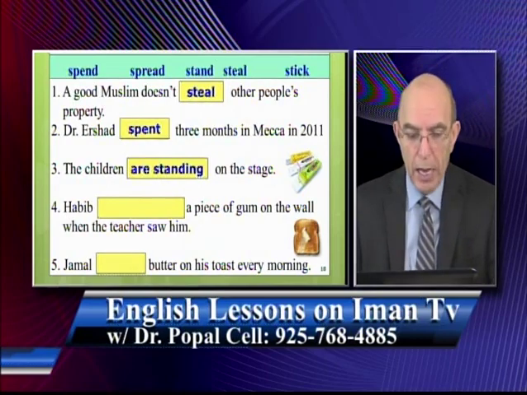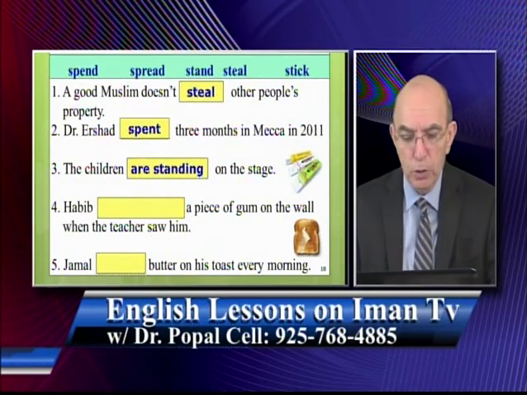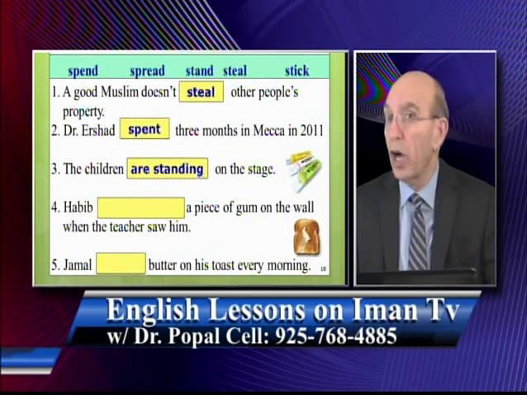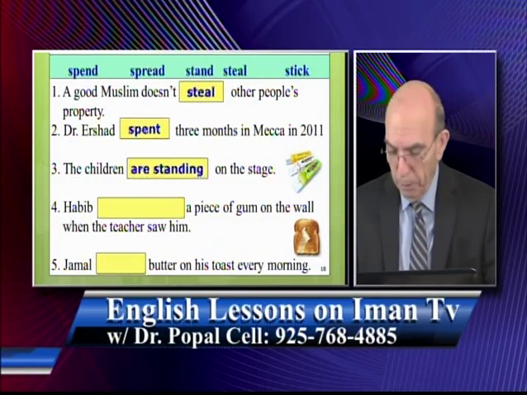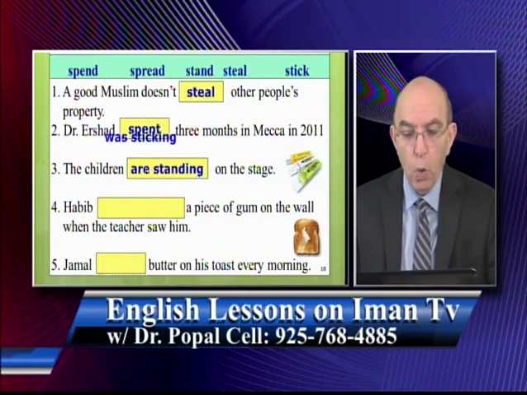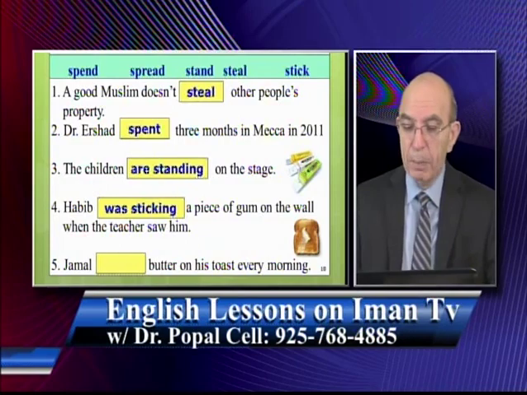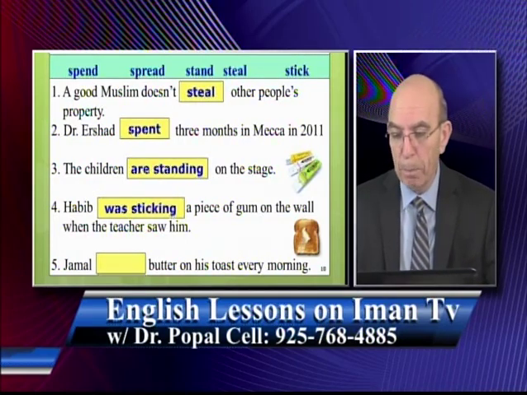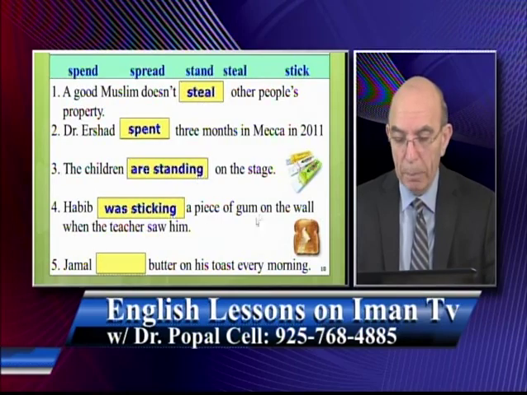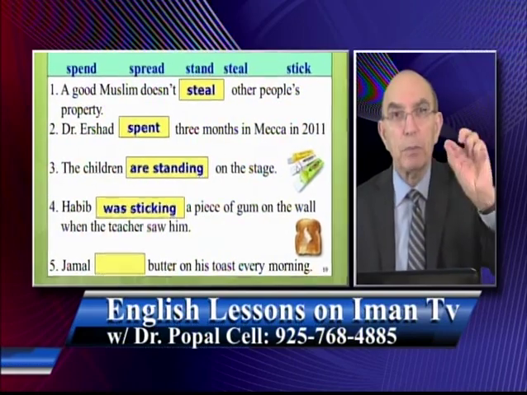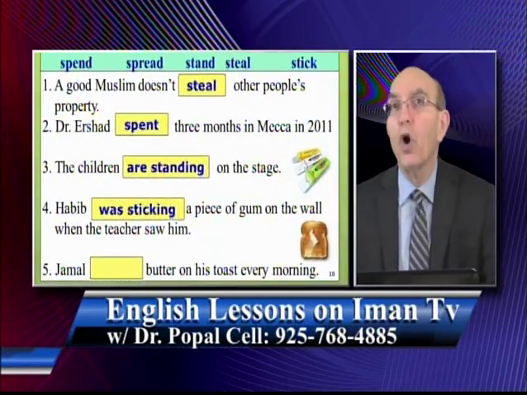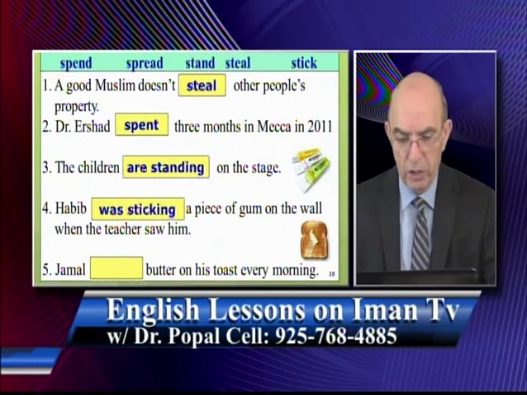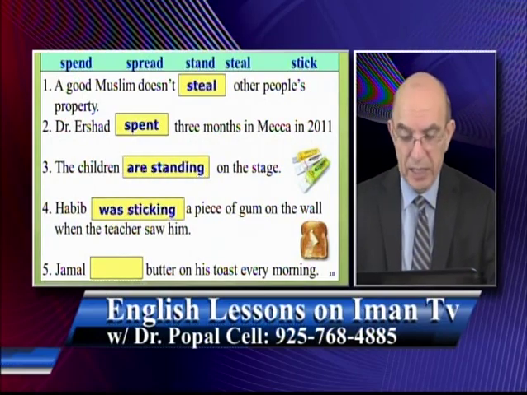Number 4, Habib, a piece of gum on the wall when the teacher saw him. So what did Habib do? Habib was sticking a piece of gum on the wall when the teacher saw him. I brought you some pictures of gum, that's what I meant. So this is different types of gums over different colors. So some people chewing gum. So sometimes people stick it what? To the wall or the bottom of the chairs or desks.